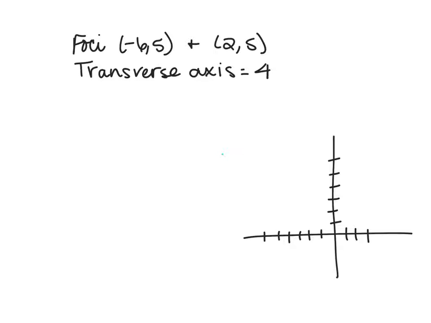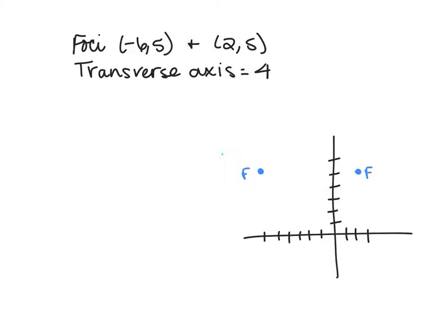Similar to ellipses and circles, we can work backwards to find equations of hyperbolas as well. So we know we need the center, and we need to know what a and b equal. In this case, we are given that the foci of a hyperbola are at (2, 5), so we'll plot those, (2, 5) and (-6, 5). So these are our foci.